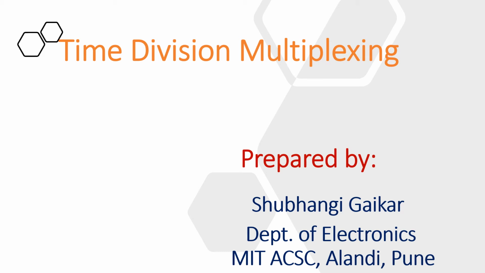Hello everyone. In this tutorial, we are going to explain time division multiplexing. Have you ever wondered how thousands of people make phone calls and communicate at the same time? Yet, there are only 4 wires on each telephone pole that accommodate all these calls.